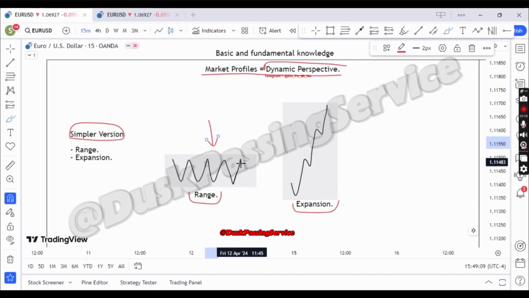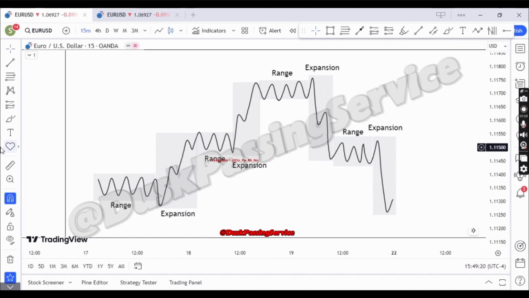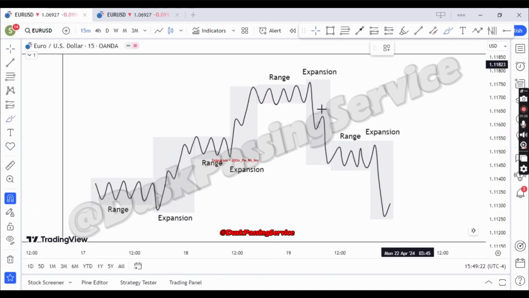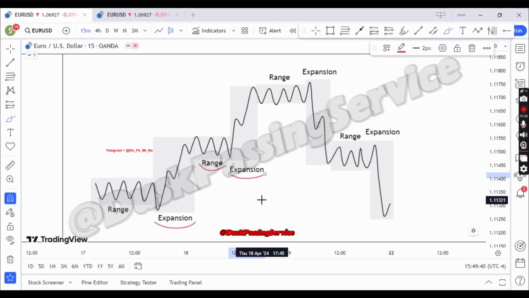Now, the way the market moves is that it basically moves either in a ranging profile or an expansion profile. So first of all, we start with a ranging profile, and then after a ranging profile has ended, we then turn into another profile which is an expansion profile. And then after an expansion has occurred, we cannot have another expansion after it. After an expansion profile is ended, we turn into another ranging profile before making another expansion, right?